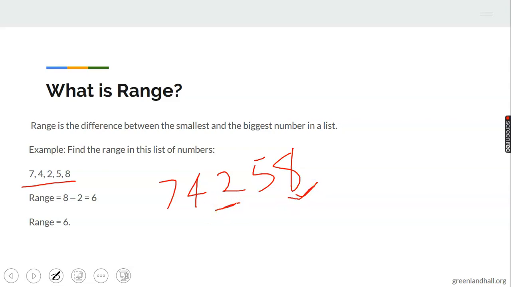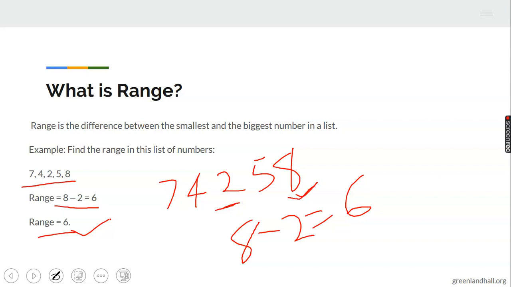So you just take the highest number and subtract the smallest number from it. Now we say 8 minus 2 will give you what? 6. You have your range. 8 minus 2, 6. You have your range. Can I hear somebody say very simple? Very simple. It's very simple.